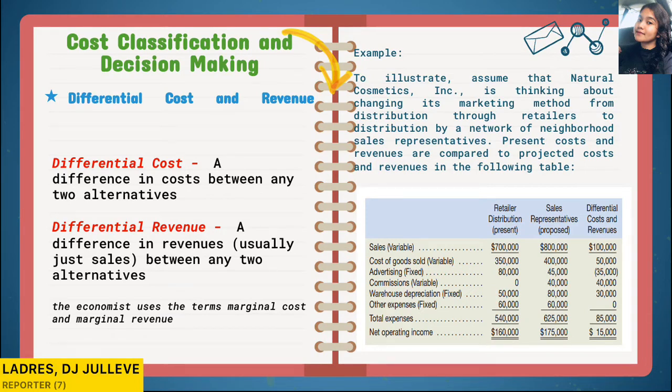For example, we have here the Natural Cosmetics Incorporation, and as you look at the other expenses category, which is $60,000 under both alternatives, can be ignored because walay effect. $60,000 sa iya retailer distribution, then sa iya sales representatives is $60,000 na lamang gihapon, so walay changes nga nahitabo. So it can be ignored because it has no effect on the decision. If it were to be removed from the calculations, the sales representatives would still be preferred by $15,000.